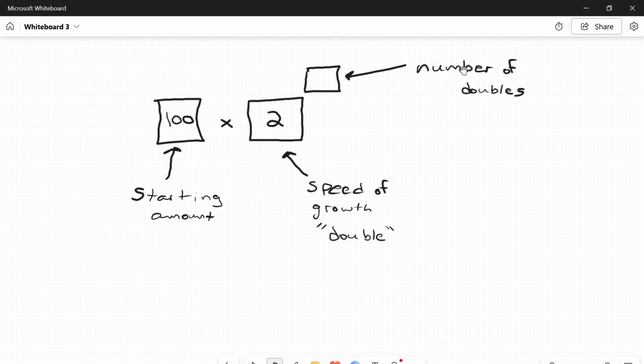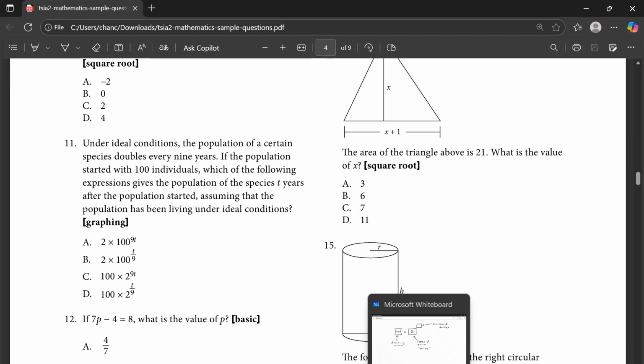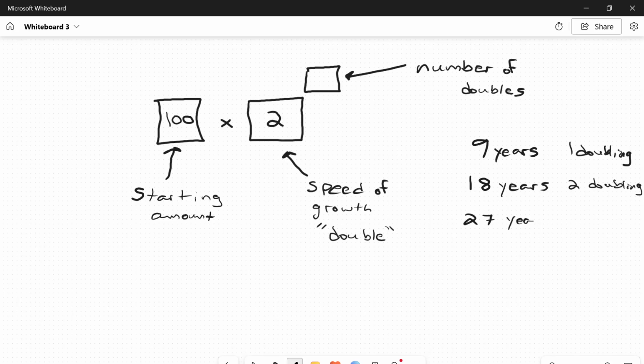Now I just need to figure out how many times it should be doubling or how frequently it should be doubling. So it said it doubles every 9 years. So I need to imagine that in 9 years, that should only be one doubling. So at the very beginning, we have 100. In 9 years, we should have 200. Then in another 9 years, that would be a total of 18 years. That would be two doublings. And then in another 9 years, in 27 years, that would be three doublings.